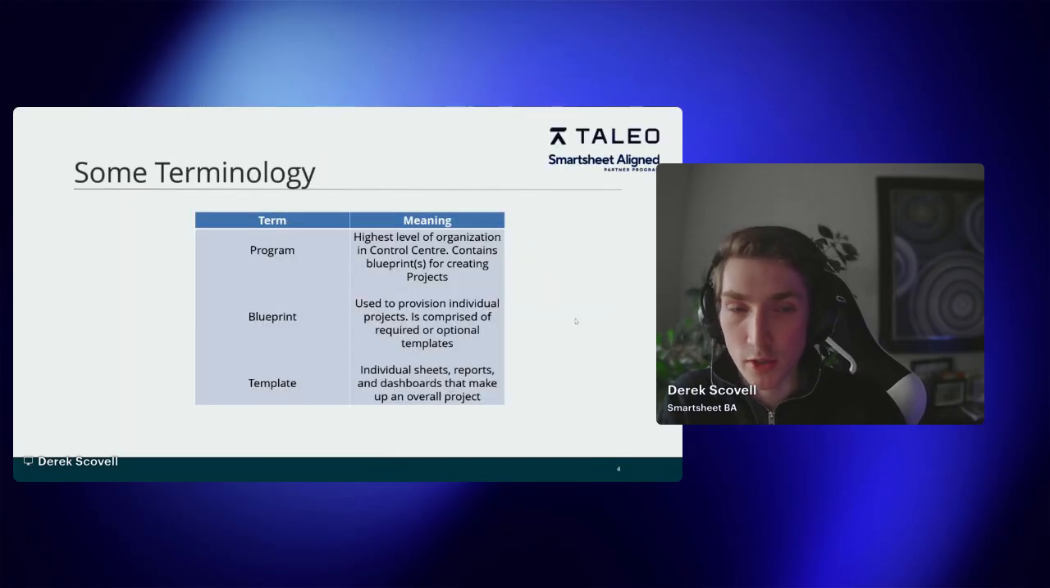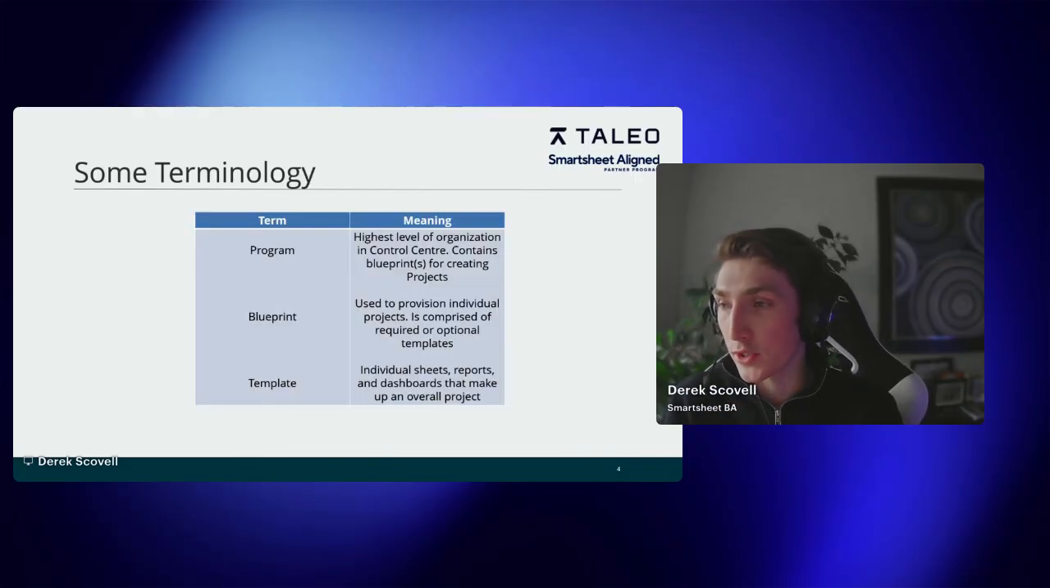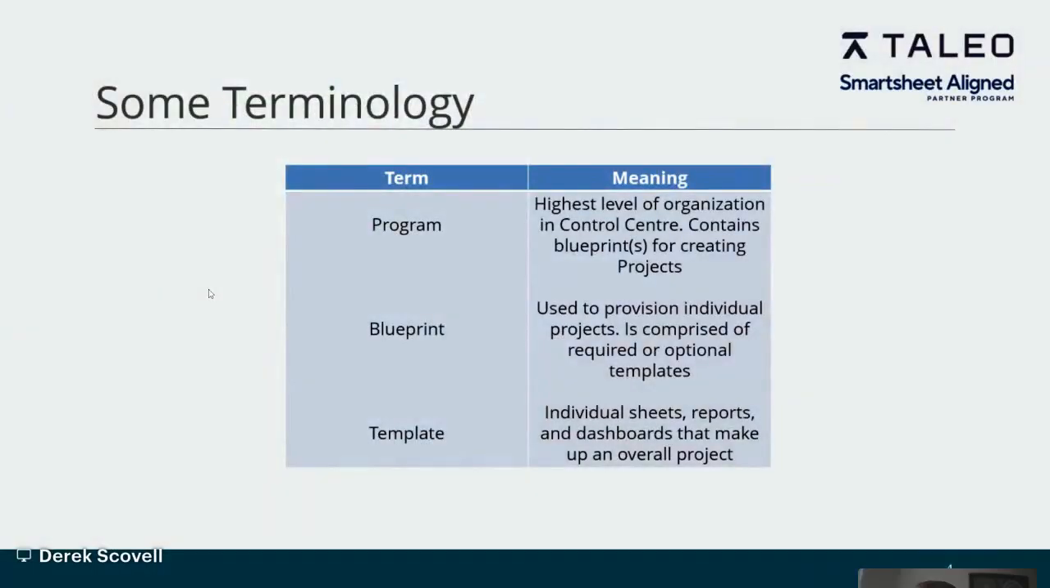Cool. Some terminology. The top of our hierarchy is called a program. For most cases, you will only need one program, but if you had many different departments, if you had a very mature scenario, you could have multiple programs. Programs contain blueprints, and these blueprints are what we use to make individual projects. Every blueprint will contain a set of templates, and these templates are the individual items, sheets, reports, dashboards, and those are what are created when we choose to create a project with a blueprint. Amazing. That out of the way, let's jump into a demo.